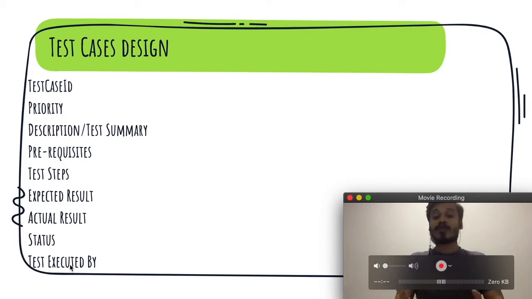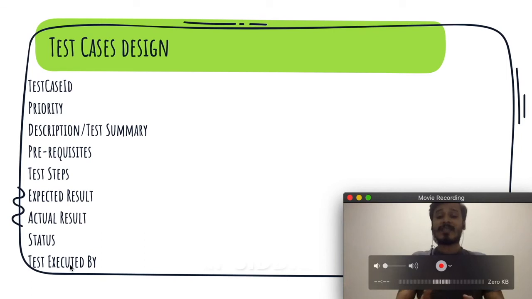And actually, once I have performed all these steps, is it able to log in? If it is not able to log in, the test case is failing. So in that situation, our actual result is failing. We are going to write the actual result: user not able to log in into Facebook.